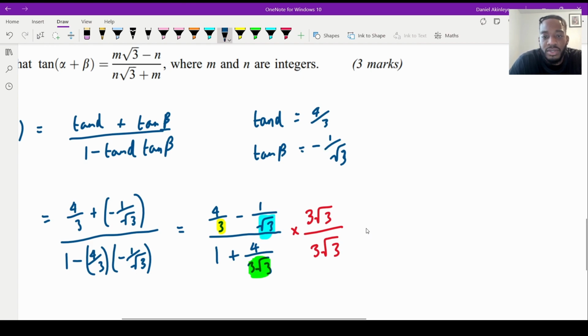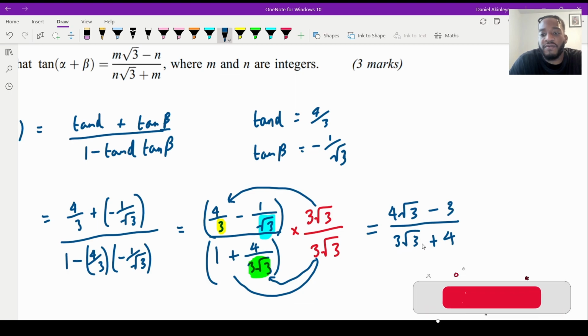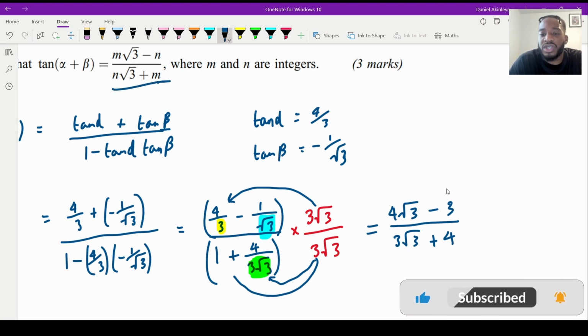Let's see. Equals here. So I put this in a bracket like this, so it's a bit clearer. If I do 3 root 3 times this 4/3, right? The 3's will cancel, and I'll just be left with 4 root 3 right here. And then minus, and then what will happen here? The root 3's will cancel, just leave the 3 on the top, so it'll be minus 3. And then on the bottom, 3 root 3 times 1 is just 3 root 3. And then we've got 3 root 3 times this one, they will cancel, just be left with plus 4. So the final answer is 4 root 3 minus 3 over 3 root 3 plus 4. You can see it's in the exact same format that they wanted it in. So we're done.